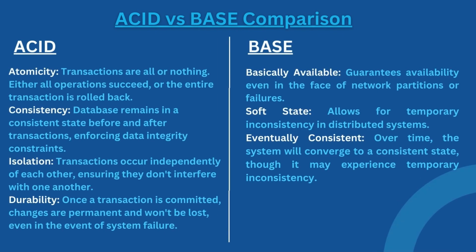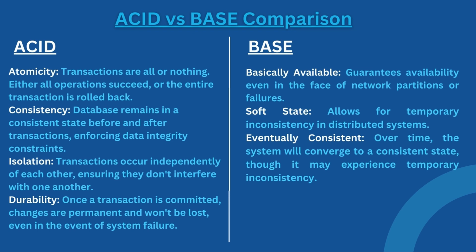Moving to the next slide, we'll talk about the ACID versus BASE comparison. ACID stands for atomicity, consistency, isolation, durability. Atomicity is where transactions are all or nothing. Either all operations succeed or the entire transaction is rolled back. Consistency, where the database remains in a consistent state before and after the transaction. Isolation, transactions occur independently of each other, ensuring they don't interfere with one another. Durability, once a transaction is committed, changes are permanent and won't be lost, even in the event of system failure.